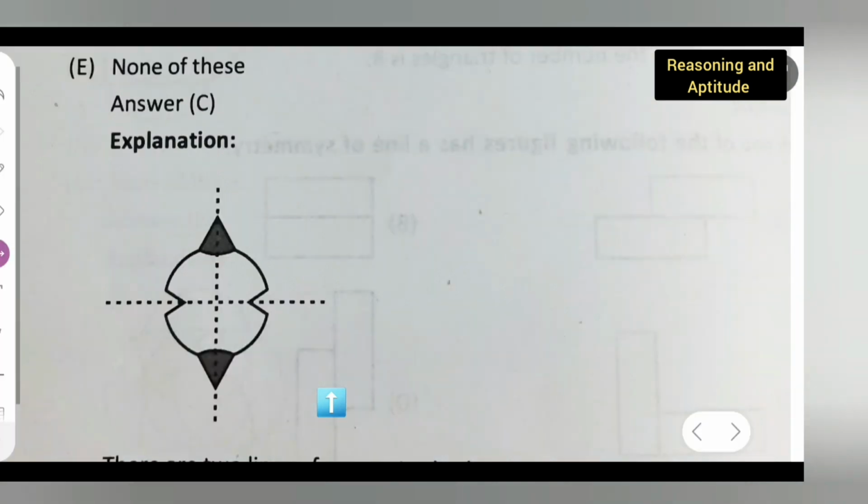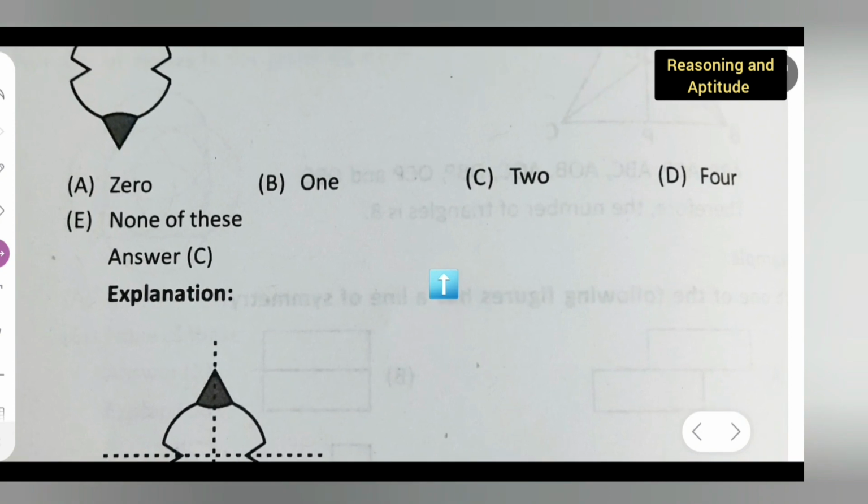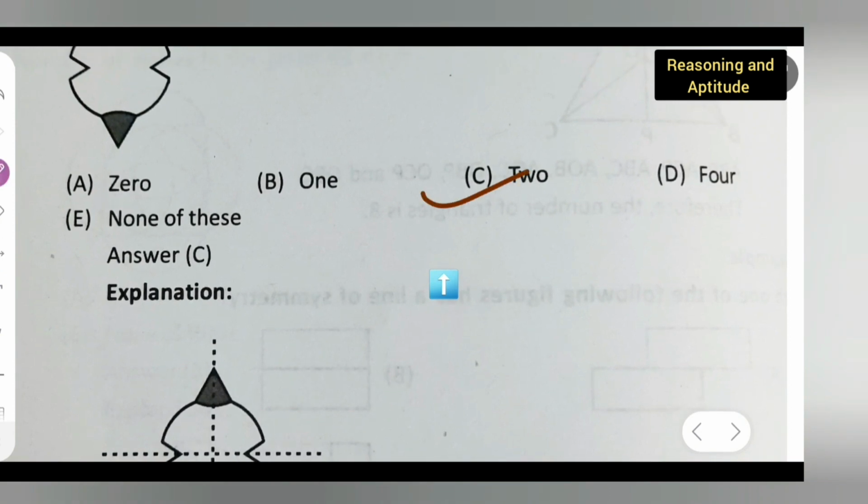So here is the explanation part why C was the correct option, okay. There are 2 lines of symmetry in the given figure. Exactly 2 lines, okay. That's why option C was the correct option. Here option C was the correct option, okay. You can take down this.